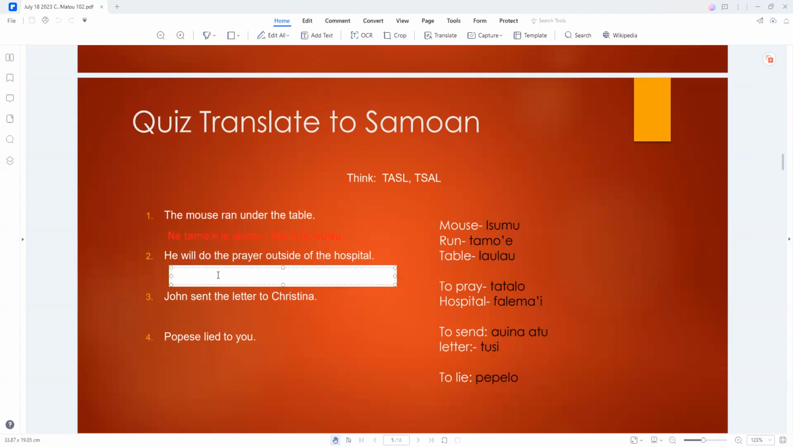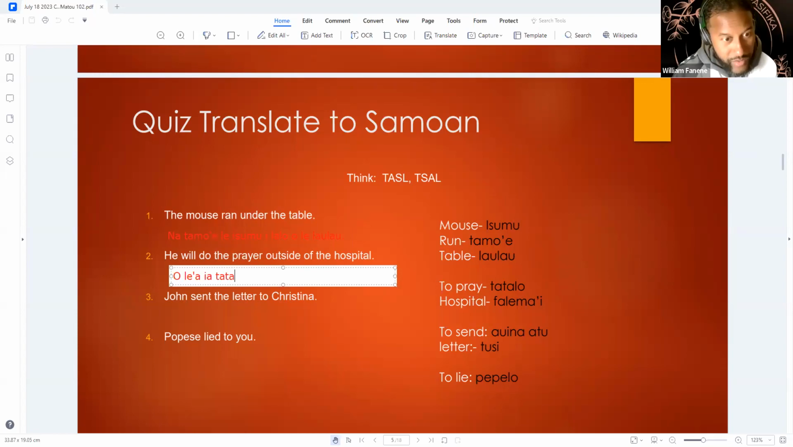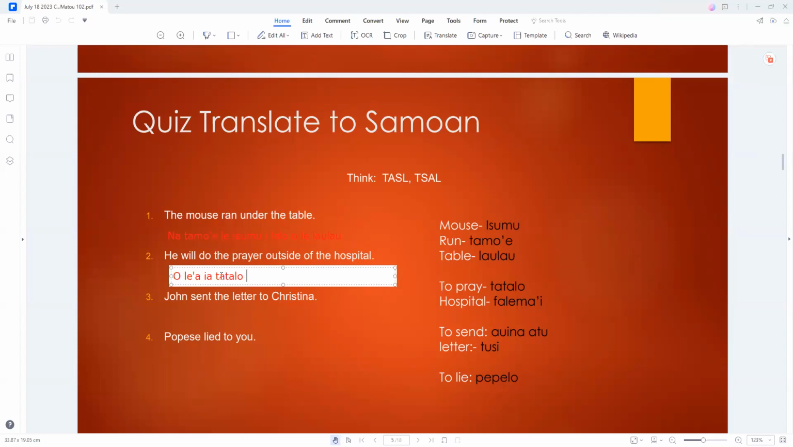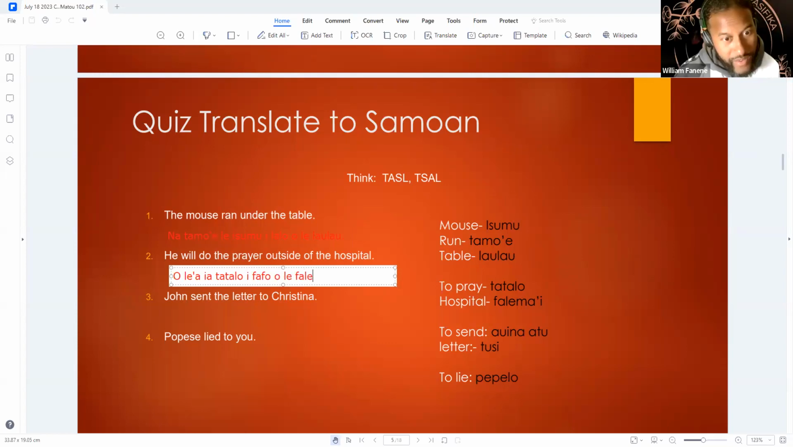Ole a ia tatalo i fafo ole falemai. Tatalo, awesome. Ole a ia tatalo. Well, what was after tatalo? You said tatalo i fafo ole falemai. Awesome. So we have future tense, and then he, and then pray. So he will pray. Ole a ia tatalo.